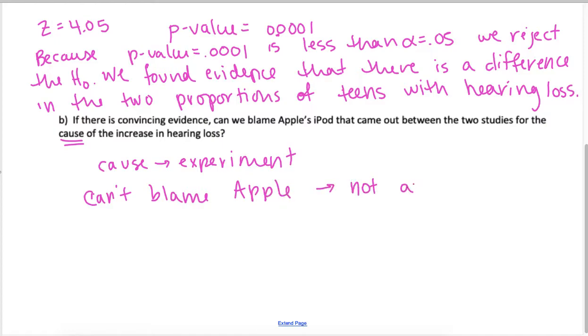Not an experiment. Or you could say it was an observational study, something along the lines that say why we can't use the word cause. It wasn't an experiment, it was an observational study, something like that. All right, let's look at another example.